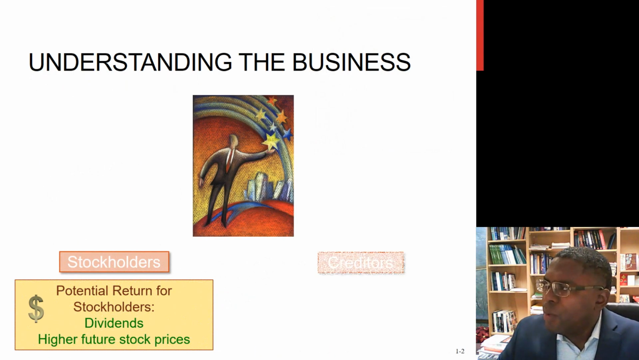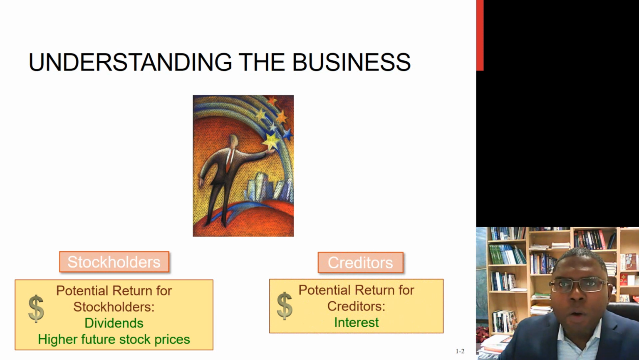In this chapter, we are going to go through the four major financial statements. We want to start by understanding the business. Businesses are owned by stockholders. Stockholders actually buy a certain percentage or fraction of the business. They anticipate a potential return in the future.